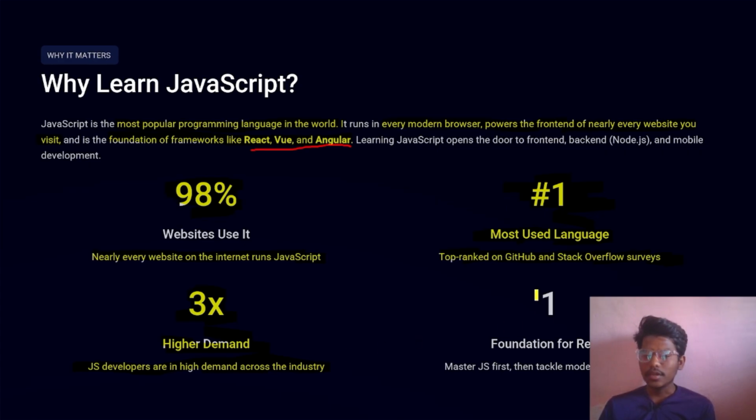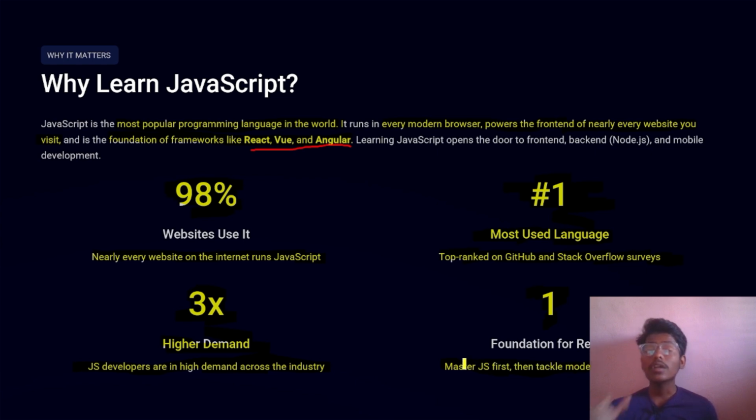It is the number one foundation for React. When we work on the frontend, we use frameworks like React, Vue, or Angular. We use any one of the frameworks, and mostly we use React in the frontend. JavaScript is the number one foundation for React. Master JavaScript first, then tackle the modern frameworks.